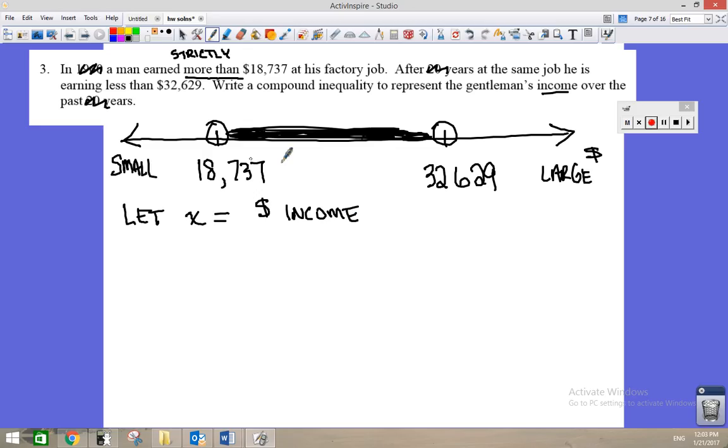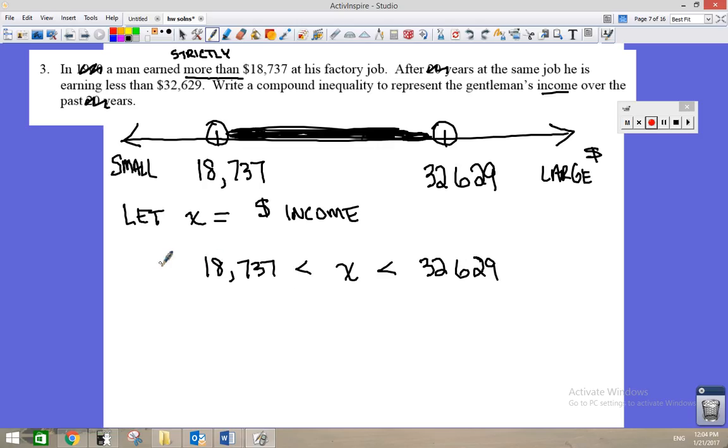So if I write a compound inequality, 18,737, x is between these two values. I can see that from how I've shaded in my number line. And because these are not solid dots, these are strict inequalities, I do not put less than or equal to, because I want strictly less than. I want this dollar amount, the income, x, to be strictly between these two endpoints.